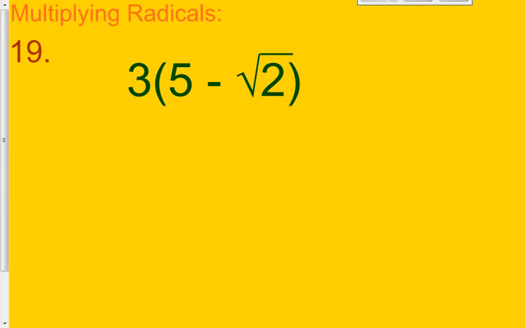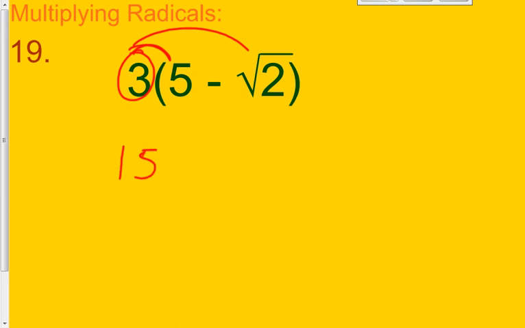So for number 19 and 20, we're multiplying radicals by the distributive property. So you guys know what the distributive property is. It's taking that term on the outside and multiplying it by both terms in the parentheses. So for the first one, it's a piece of cake. 3 times 5 is 15.